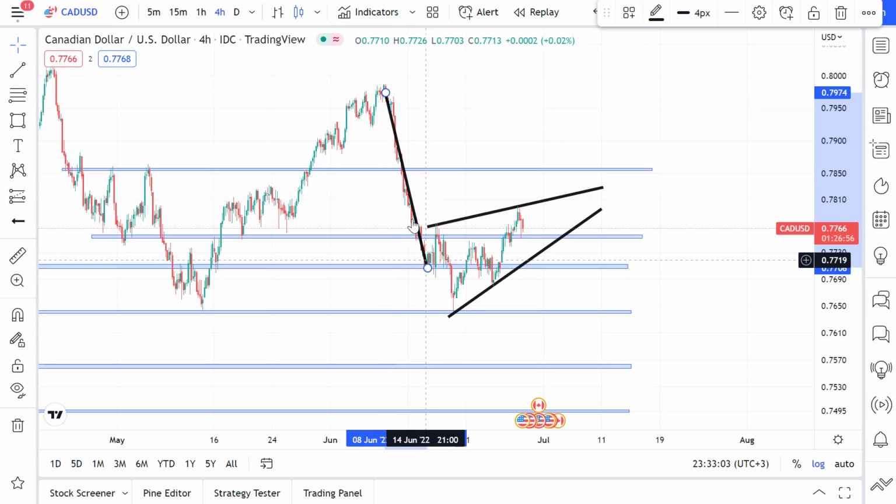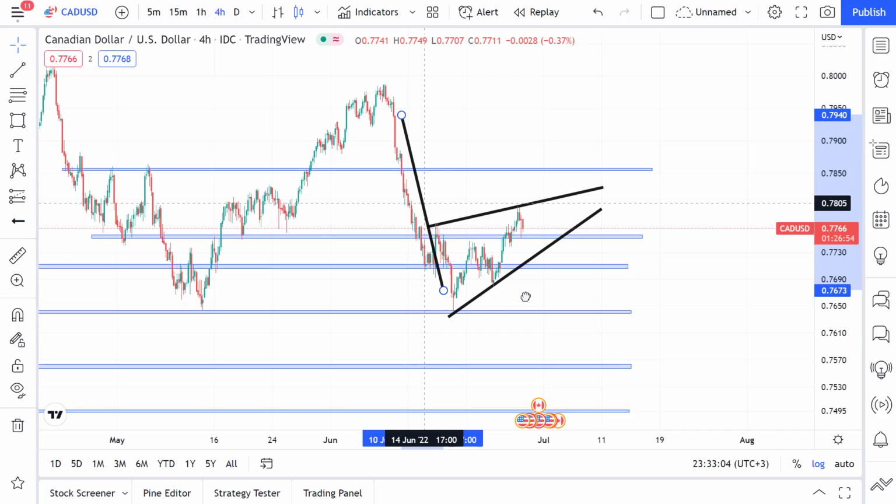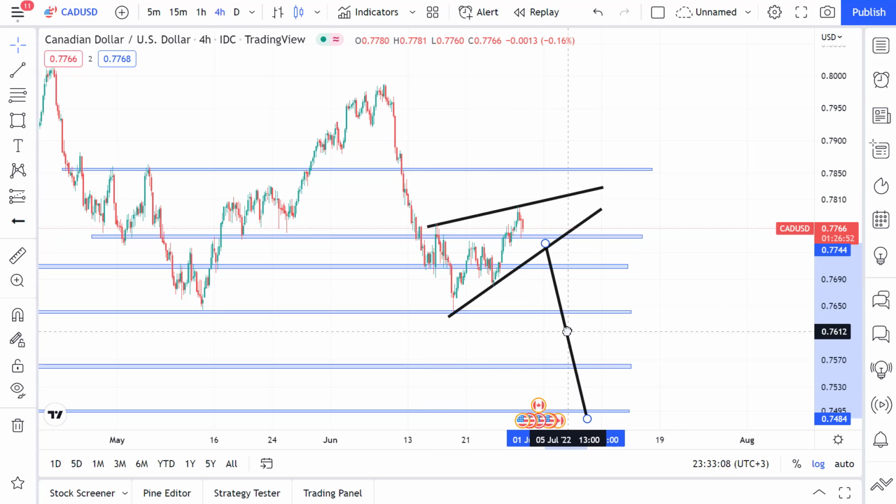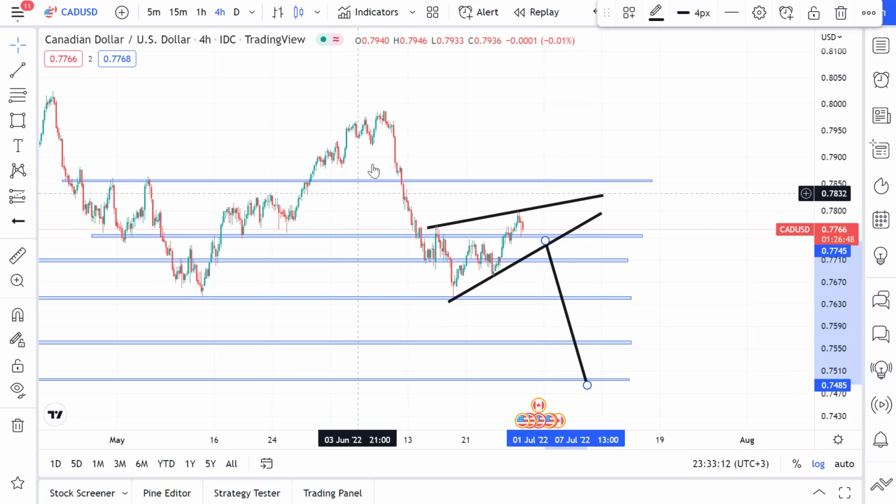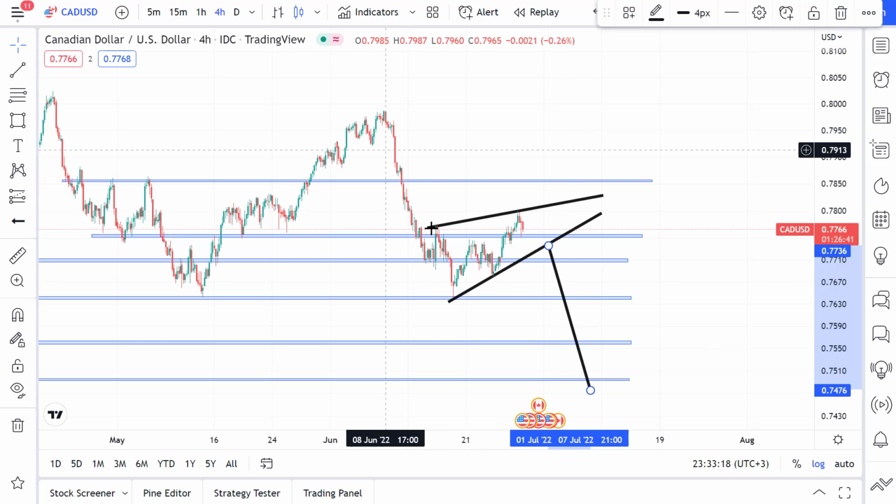Why? Because it can be bearish up to this zone, because they say they make the same size legs. This is the first leg and this is the second leg. The second leg's target would be this zone, maybe 0.75. This is the next target if we have a breakout from the bottom side.